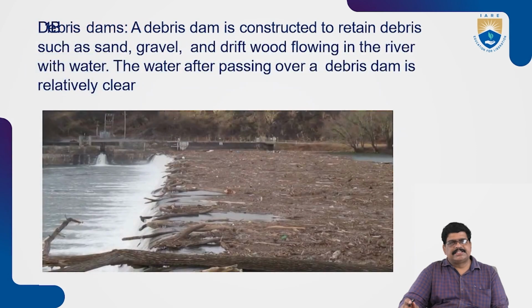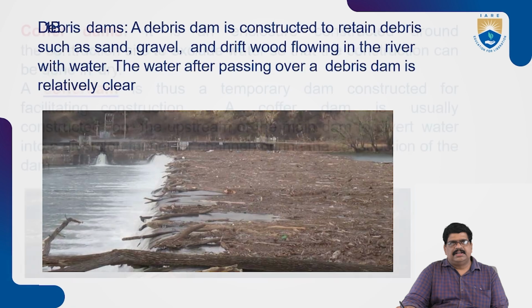Next, debris dam. These types of dams are constructed to hold debris material, meaning waste material, and can be temporary structures for storage of water and overflow. The debris includes sand, gravel and driftwood floating in the river. The water after passing the debris dam is relatively clear. This is the debris dam.